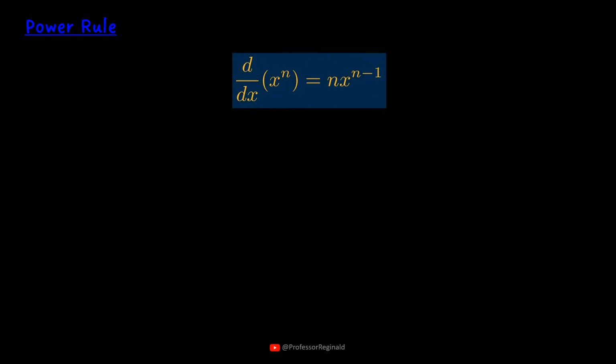Power rule. The derivative of a variable x raised to n with respect to x is n multiplied by x to the power of n minus 1. That is, bring the exponent down as a constant multiplier and subtract 1 from the exponent.